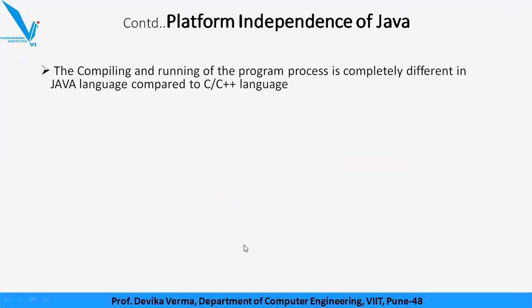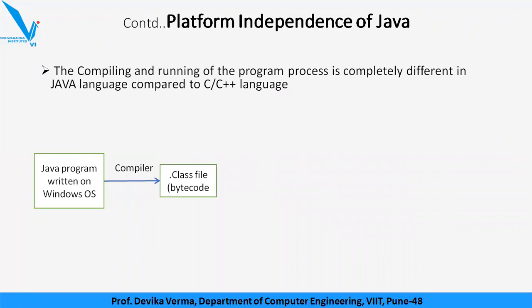Now let us look at the compiling and running of the program in Java. So you have written a Java program again on your Windows operating system. You pick up your Java compiler, which then converts your source code into a code which is called bytecode. This is stored in a .class file. So whatever .java file you have written gets converted into a .class file, and the code that this .class file holds is called bytecode in Java.